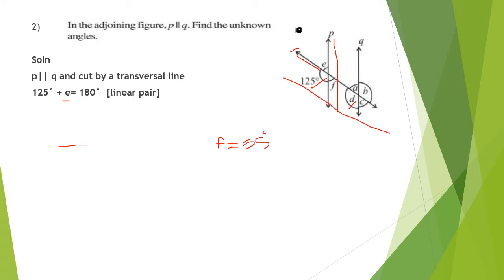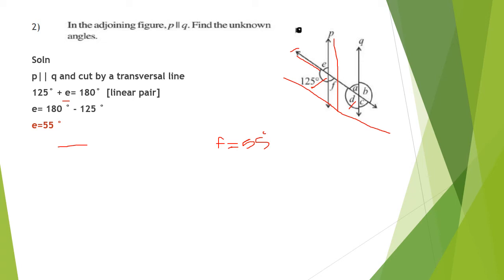So these are two non-common arms and this line is a common arm, and 125 degree and E are the angles formed on either side of this common arm. So 125 degree plus E is equal to 180 degree. Then can you find out E? E is equal to 180 degree minus 125 degree. You are doing the simple equation method. Then you will get the answer E is equal to 55 degree.